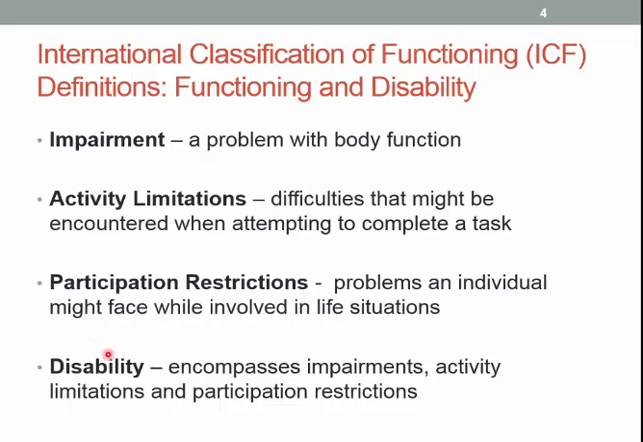Next, we have participation restrictions. These are problems an individual might face while involved in life situations. So this goes one step further than an activity limitation. For example, the person with the painful and weak shoulder can no longer participate in the city softball league. This would be an example of a participation restriction.